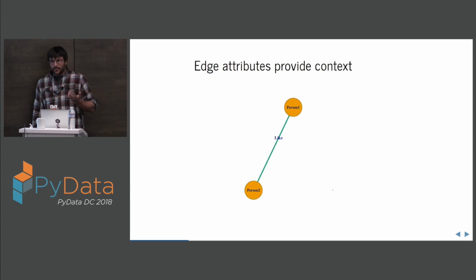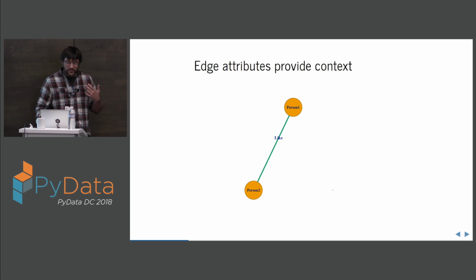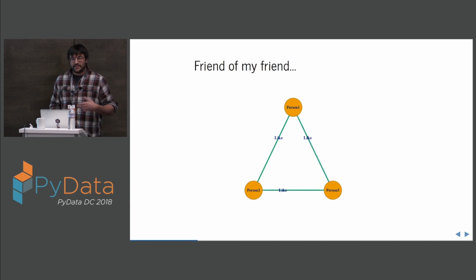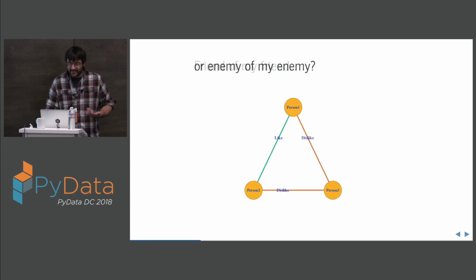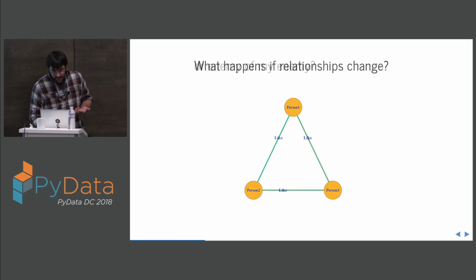So why do we care about the relationships in a graph? Basically, it's because they provide context. You have two people that are friends or like each other, but what does that mean in the greater scope of the network or the graph? Two people could like each other because they have the same friend group, or they hate the same person, right? That's a way that people can bond, and that's pretty well known in social networks.